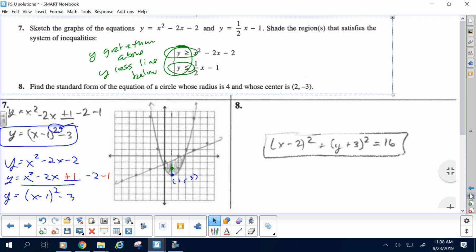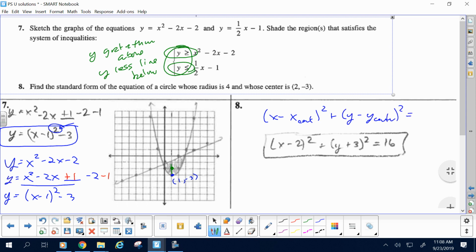Number 8 is the equation of a circle. I remind you it's just x minus the x of the center, squared, plus y minus the y of the center, squared, equals the radius squared. You could have r squared over there instead of 16. Okay, the signs obviously do have to be right. It has to be x minus 2 and y plus 2. Are we cool?